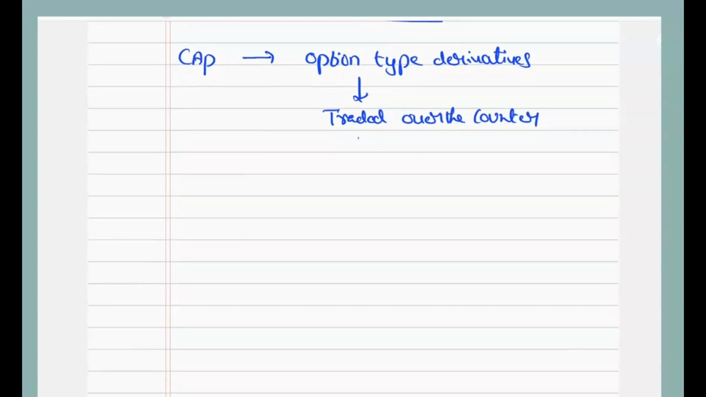It is not traded on an exchange. So it is a type of option contract which is dealt in OTC. Now why do I require a cap? What is the requirement of a cap? That is the question that first comes to our mind.